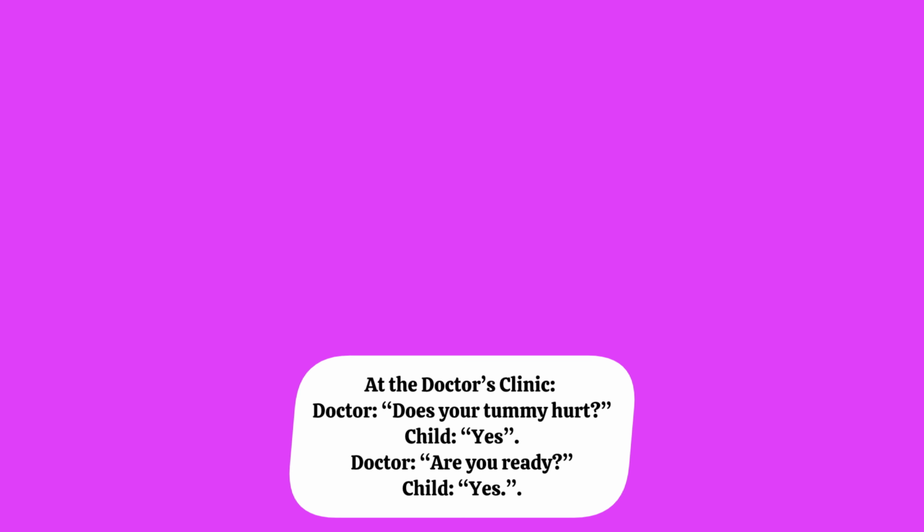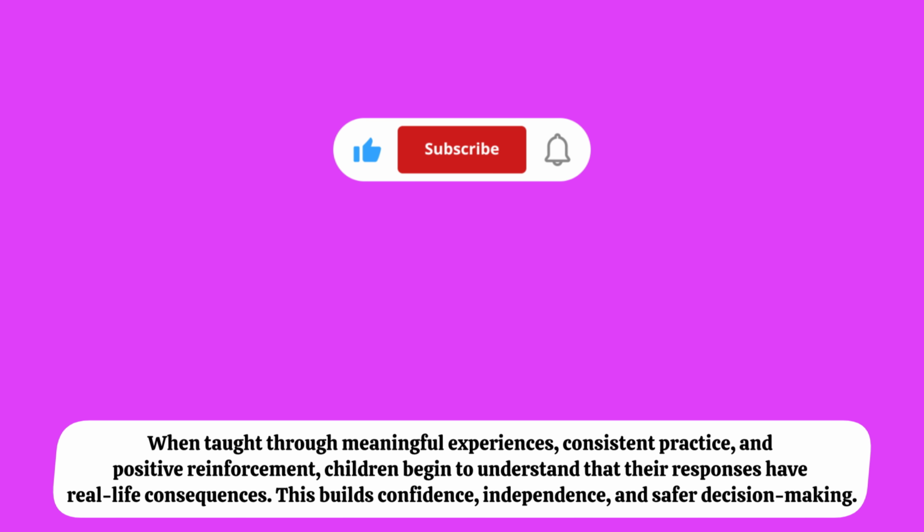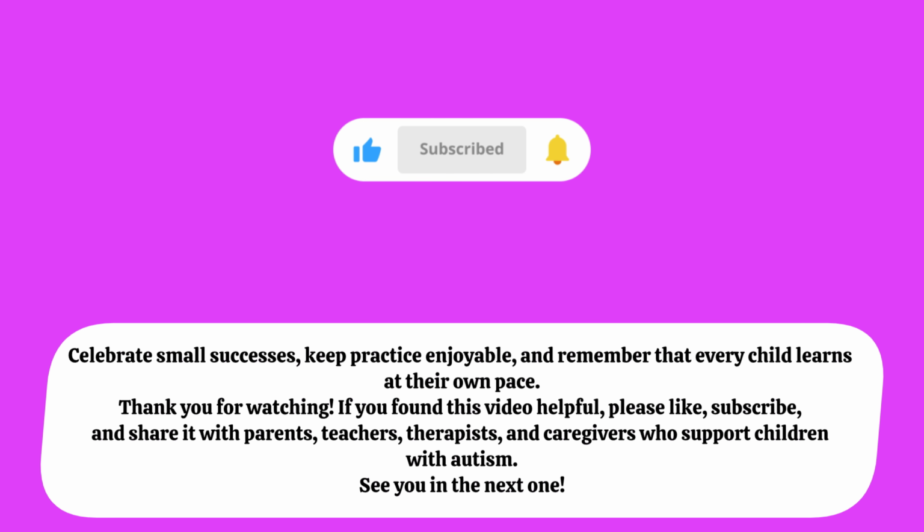Teaching yes and no is much more than teaching 2 words. You're teaching a child to express preferences, reject unwanted items, answer questions accurately, and protect themselves in everyday situations. When taught through meaningful experiences, consistent practice, and positive reinforcement, children begin to understand that their responses have real-life consequences. This builds confidence, independence, and safer decision-making. Celebrate small successes, keep practice enjoyable, and remember that every child learns at their own pace.